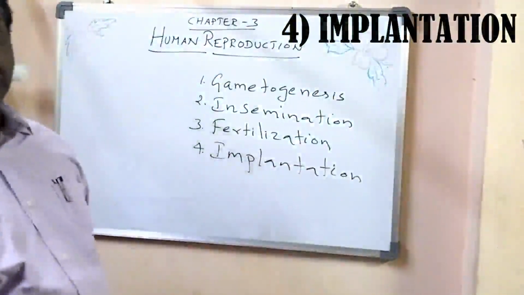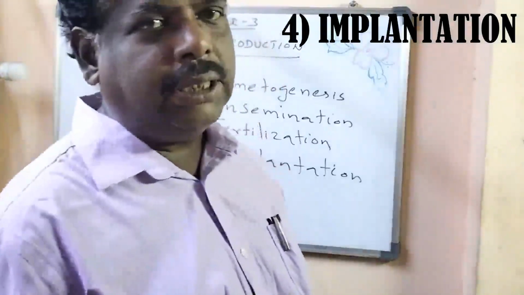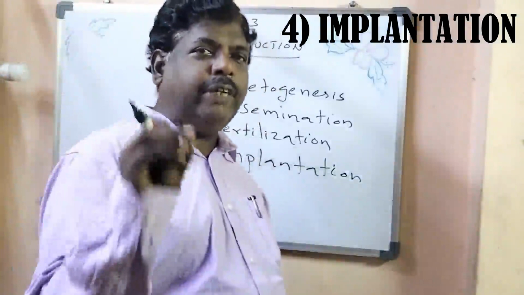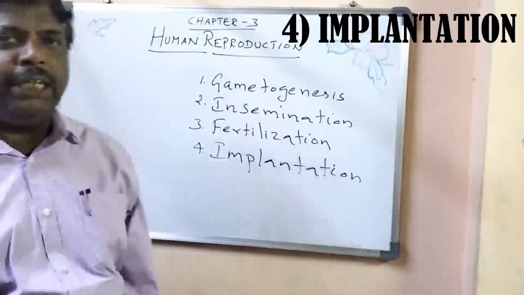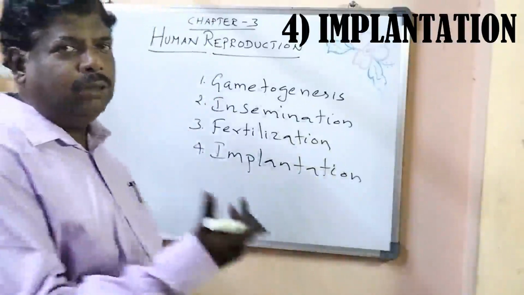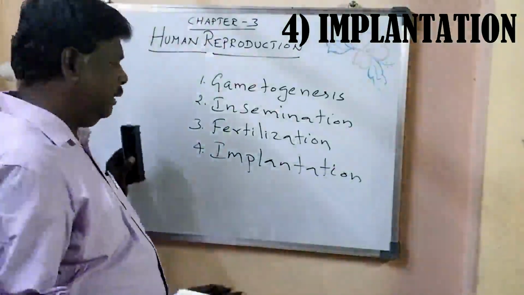Next is implantation. Once the zygote is formed, it will go through successive divisions and become a blastocyst, and that will get fixed to the uterus. That is called implantation, fixing of the blastocyst to the uterine wall.